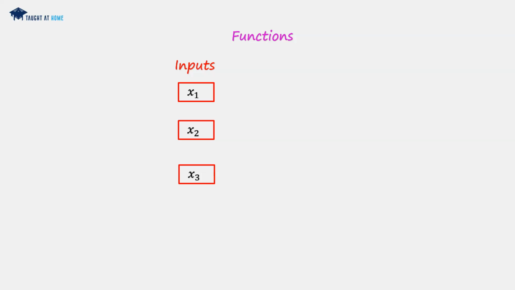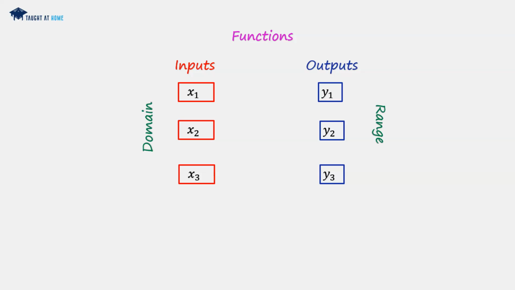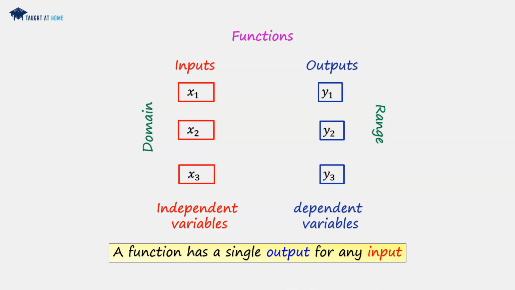So for our functions, we have a set of inputs and we have a set of outputs. We call the inputs the domain and we call the outputs the range. We'd also call the inputs the independent variables, and because the outputs are dependent on the inputs, we call them the dependent variables. And a function has a single output for any input.